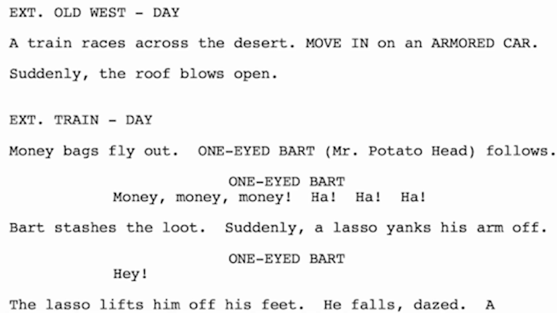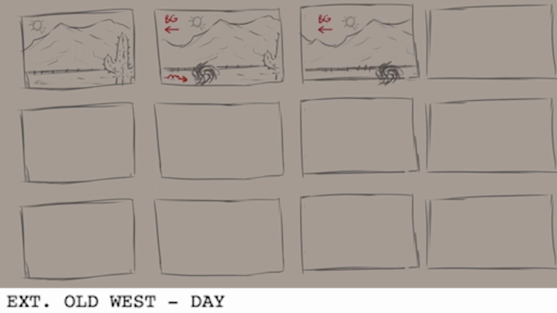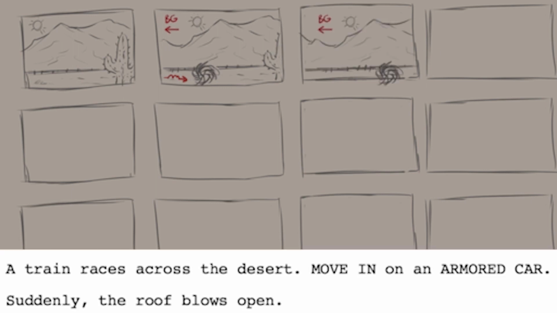So at the very top, we start out with our first slug line. It reads, exterior Old West day. EXT lets us know that this is taking place outdoors. The Old West gives us a feel for the environment. I'm picturing a canyon or a desert, maybe some tumbleweed, and it takes place during the day, so probably very sunny. The second line reads, a train races across the desert.